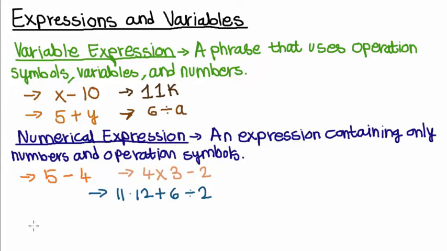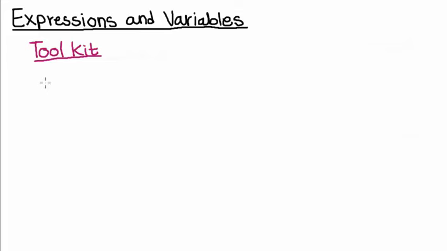Another important skill that you need to know is how to convert a variable expression into words and convert words into a variable expression. But before we begin, there are a few words that are used commonly in mathematics that I would like to go over. And every time you hear those words, you should either think about addition, subtraction, multiplication, or division. So think about the words that I'm going to write down over here as your toolkit. Every time you hear these groups of words, think about their respective operation symbols.